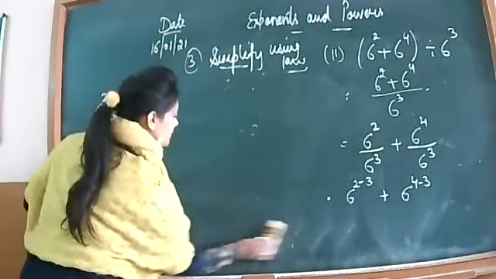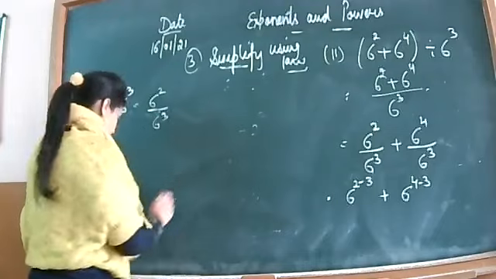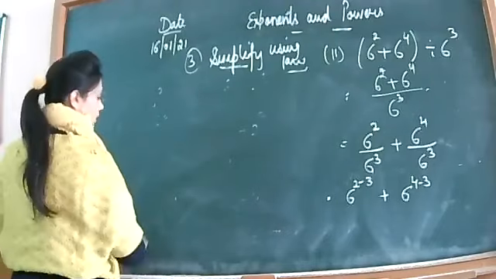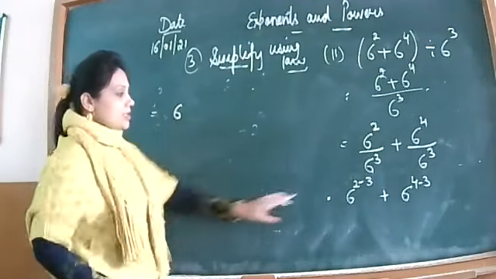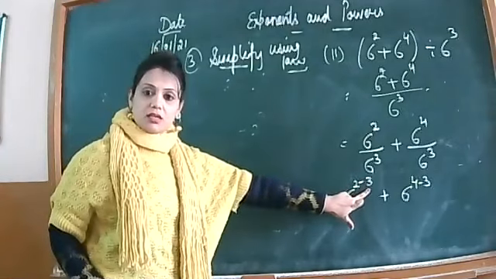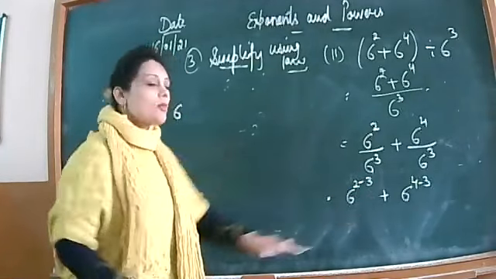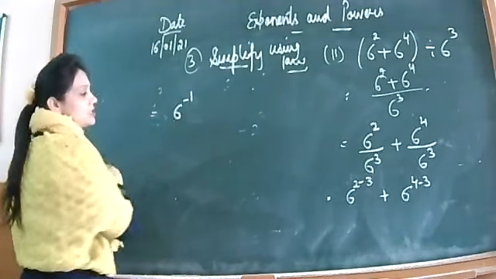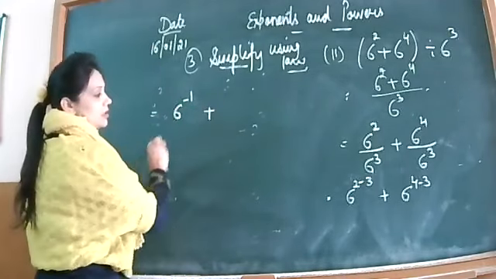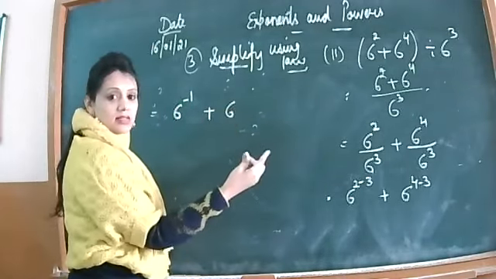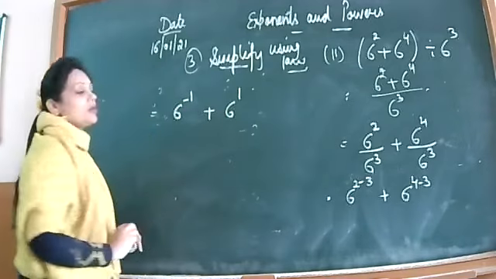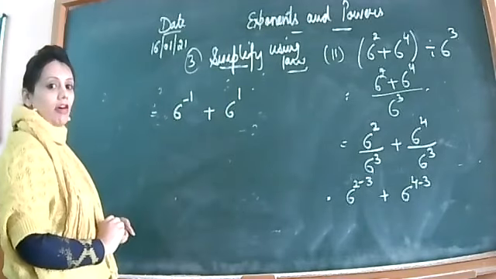So further, 6 raised to power 2 minus 3. What is 2 minus 3? 2 minus 3 is minus 1, plus 6 raised to power 4 minus 3. 4 minus 3 is also, it is 1.